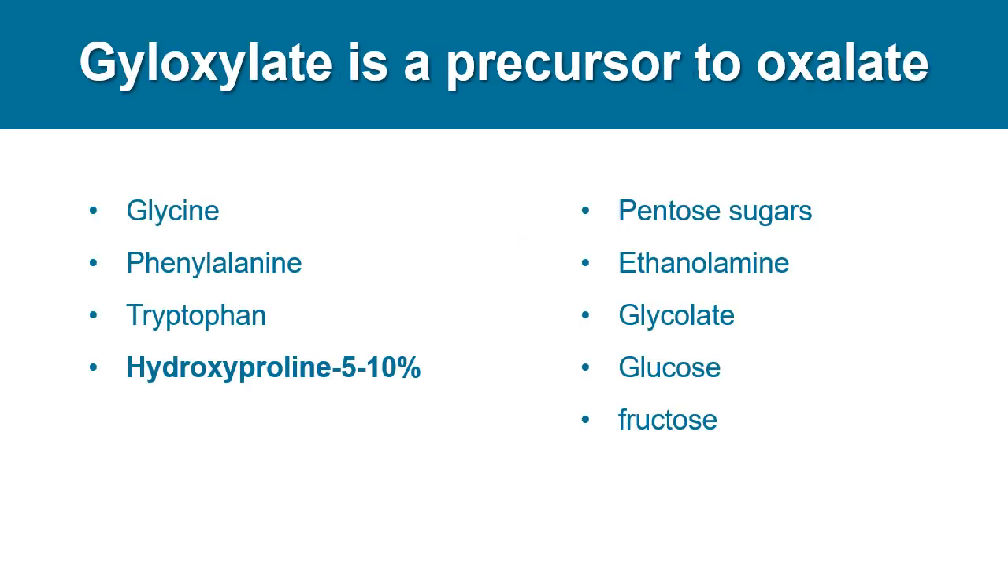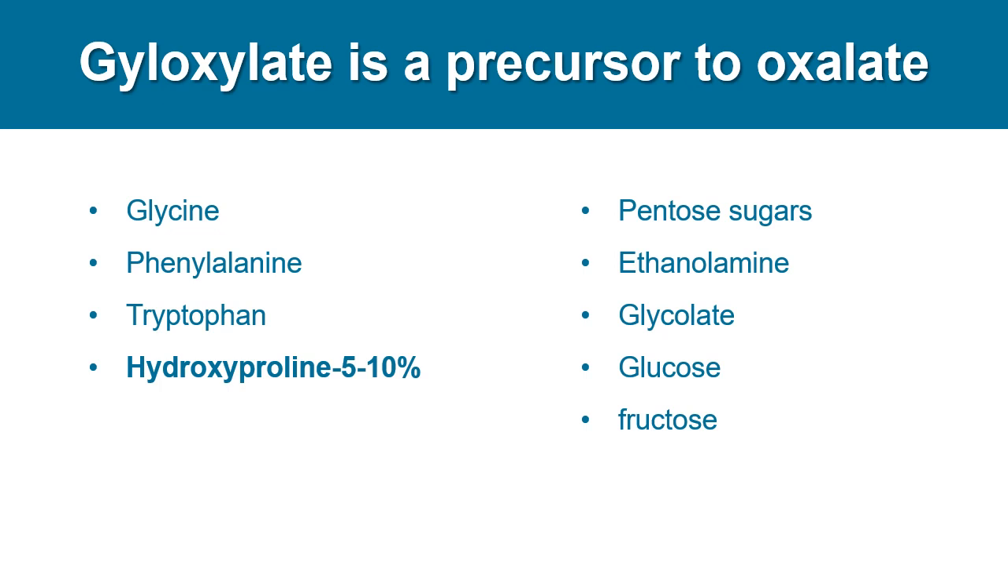So endogenous oxalate synthesis makes an important contribution to the amount of oxalate excreted in the urine. And the metabolism has been proposed to come from a number of substances that you can see listed here. So that includes things like glycine, which is an amino acid found in protein. Sometimes people take glycine as a supplement. There's phenylalanine. As you know, that's also another amino acid. Some people cannot actually take phenylalanine if they have a condition called PKU. Tryptophan, hydroxyproline, glucose, fructose, pentose sugars, ethanolamine, and glycolate.